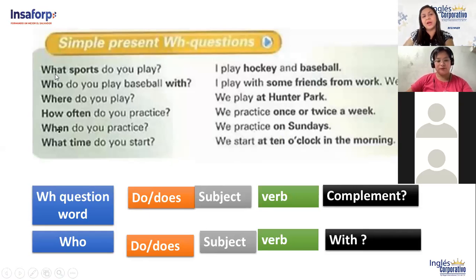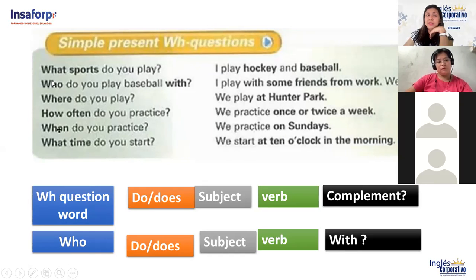We have here, what sports do you play? I play hockey and baseball. Who do you play baseball with? I play with some friends from work. We have a team. Okay, what is peculiar about who?